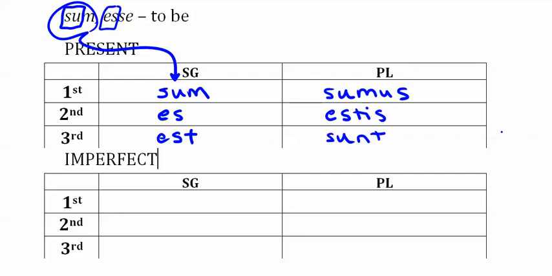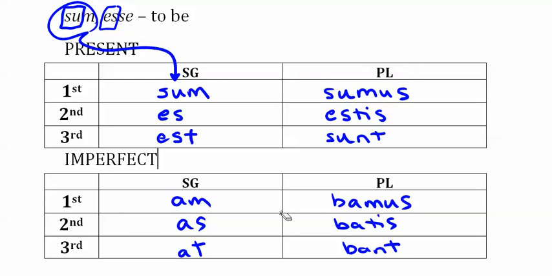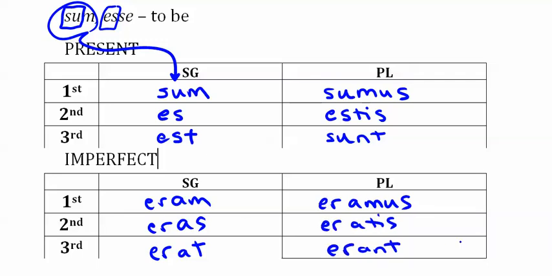In the imperfect, we're familiar with the endings bam, bas, bat, and then in the plural, bamus, batis, and bant on our regular verbs in the imperfect. Sum, esse doesn't use bam, bas, bat, but it looks a little similar if you erase the b and replace it with the letters er. You get the imperfect forms of sum: eram, eras, erat, eramus, eratis, erant.